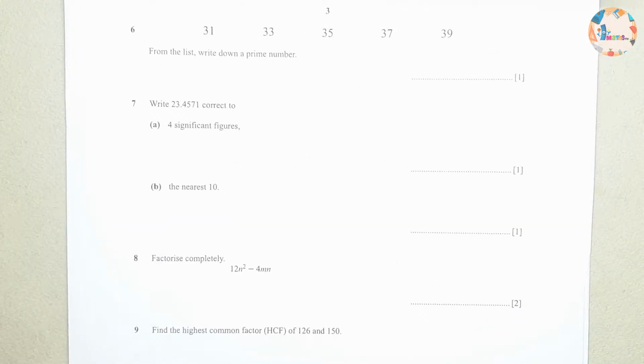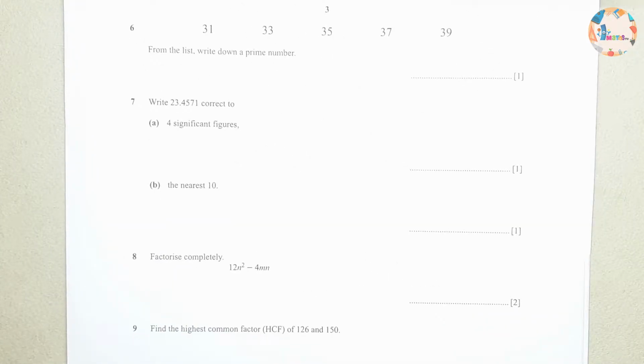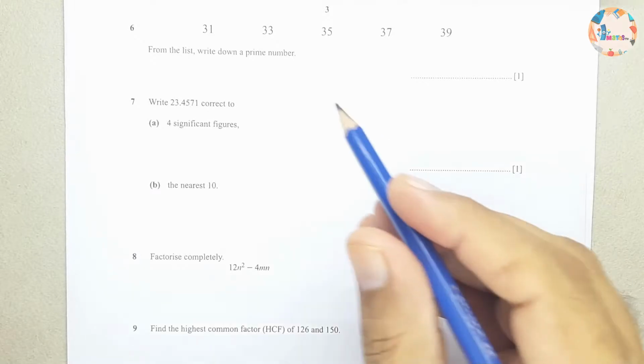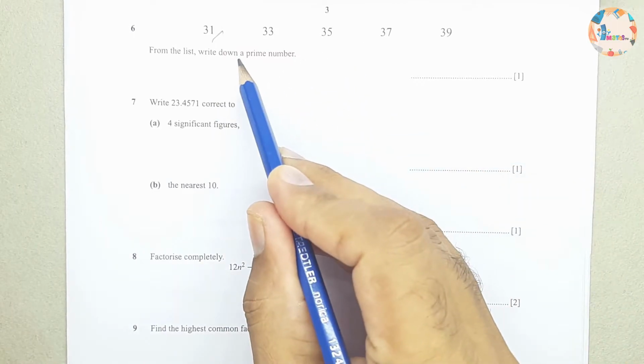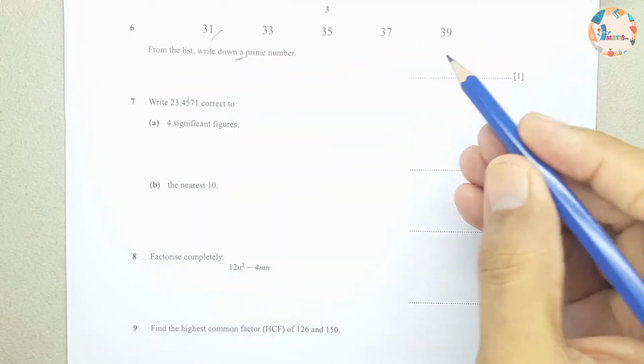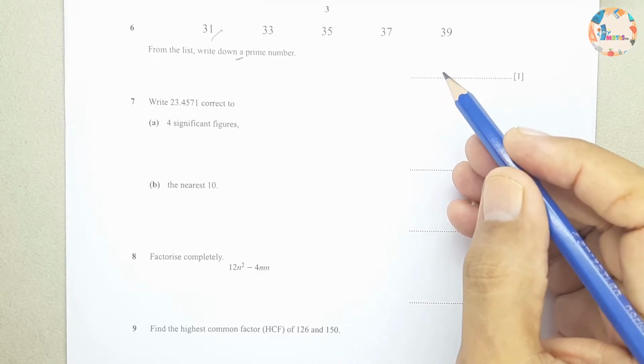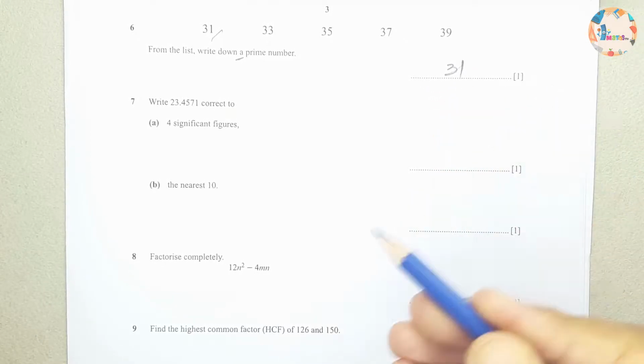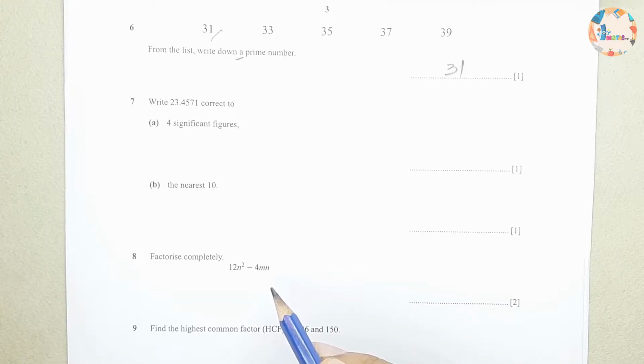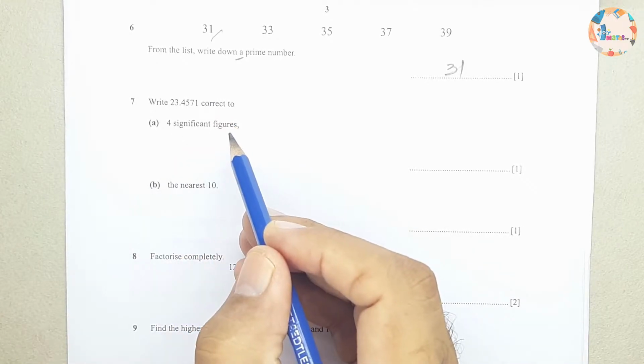This is done. Then comes question number 6. From the list, write down a prime number. So the prime number is 31. They are saying a prime number. So the list may be containing more than one, but we can write only one, which is required. So we'll write 31.